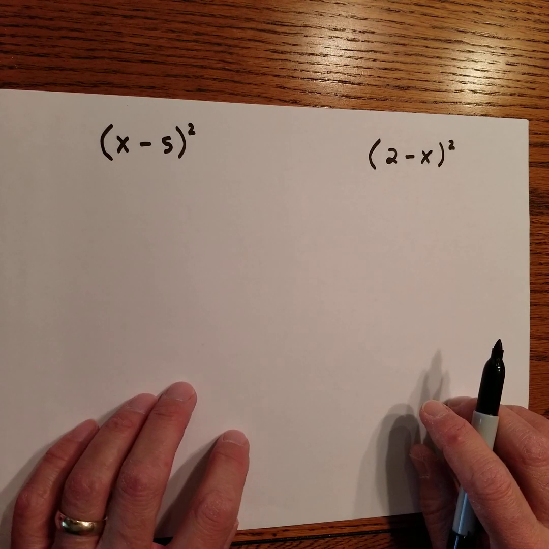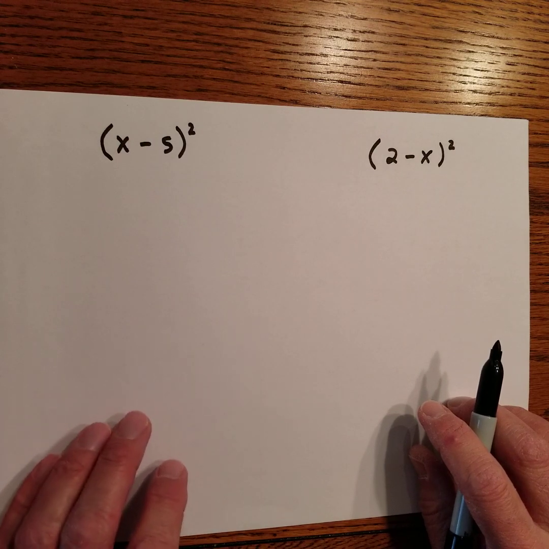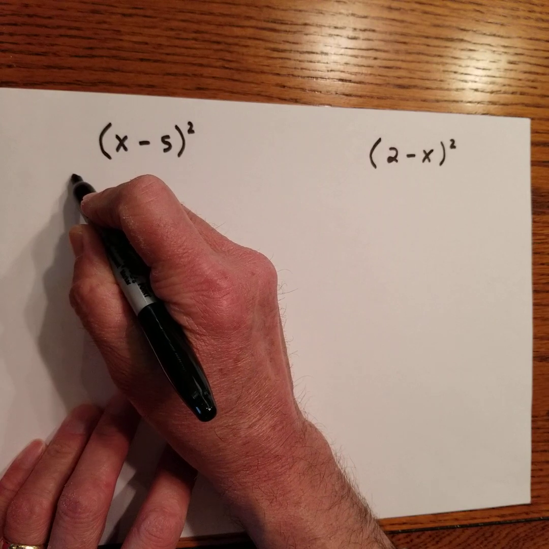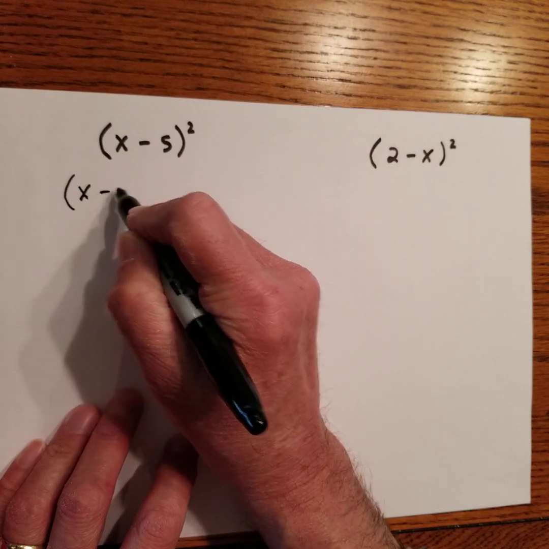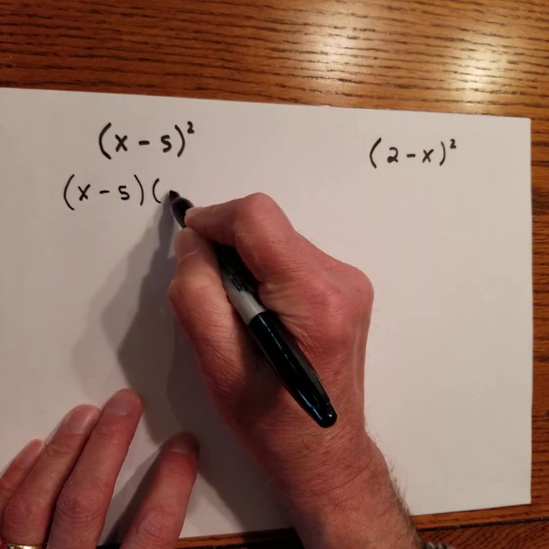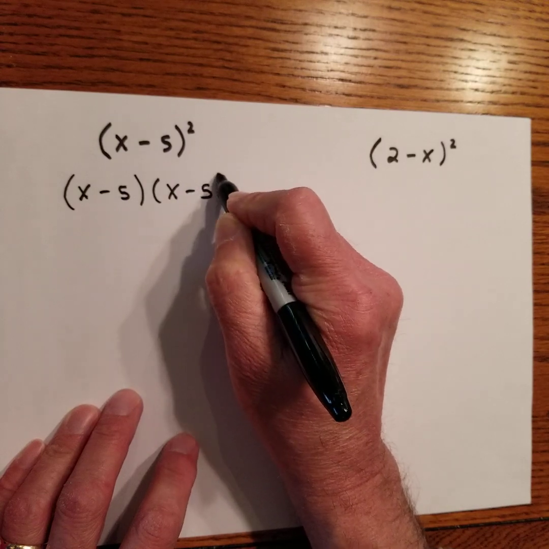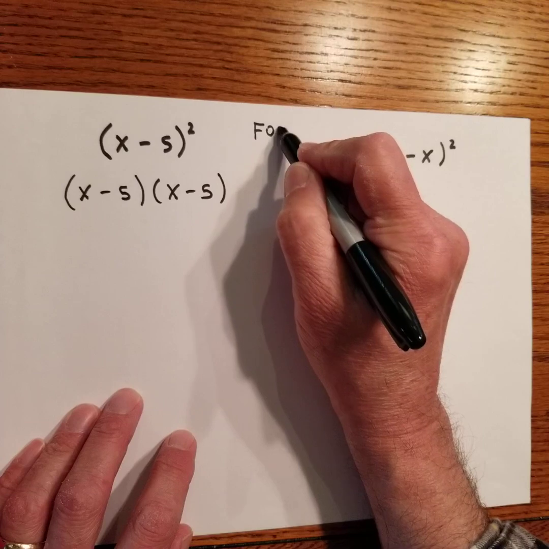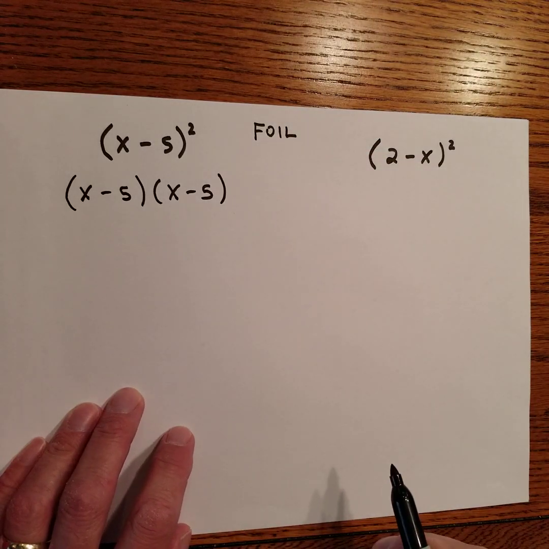Our job here is to square these binomials. Squaring a binomial, x minus 5 to the second power, means to take x minus 5 and multiply it times itself. You'll recognize this as the FOIL process.